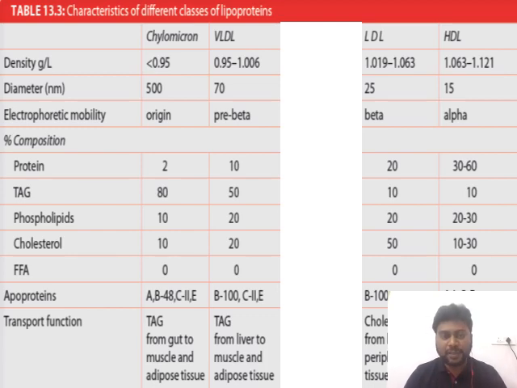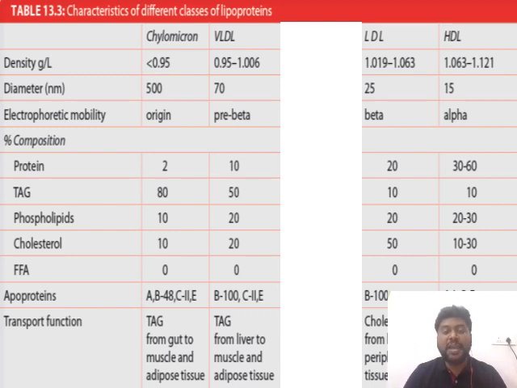Second fact, as the protein content increases, the density of the lipoprotein increases, whereas as the lipid content decreases, the size of the lipoprotein decreases. From chylomicron to HDL, the density keeps on increasing, whereas the size keeps on decreasing. This is the second fact.